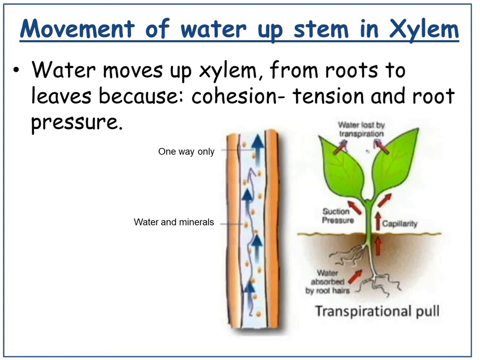So water moves up the xylem from the roots to the leaves because of the cohesion tension theory and root pressure. So those are the two things that make water move up the xylem, the cohesion tension theory and root pressure. And unlike transport of sugars in the phloem, water only travels upwards.